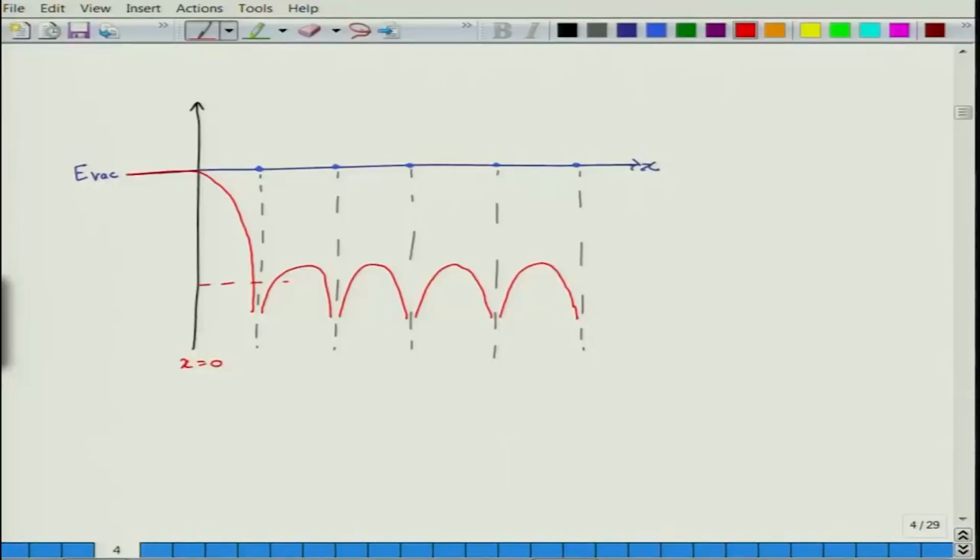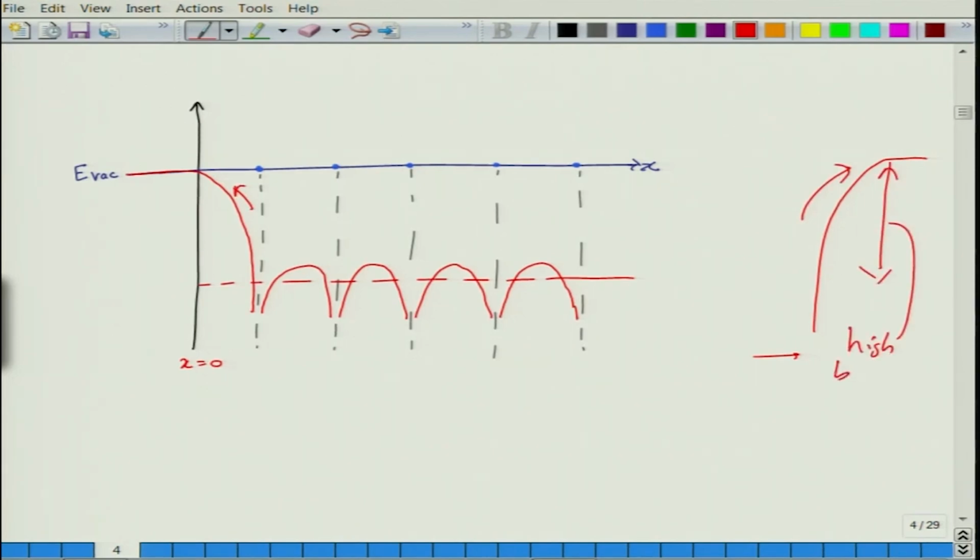So, at x is equal to 0, the potential barrier is very high. The electron is going to move within this plane, it is going to move within the solid, but it cannot escape. Similarly, on the other side as well, you will again have a high potential energy barrier. So, electron on this side and on this side, the barrier is too high. This is a very high barrier, and the electron cannot overcome this barrier.